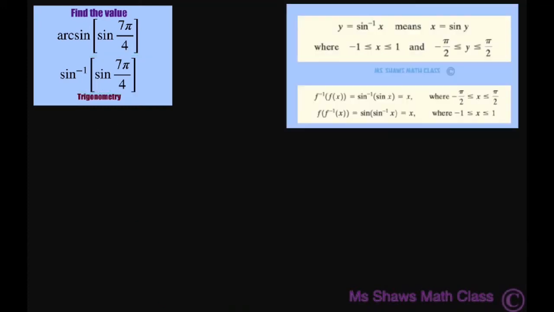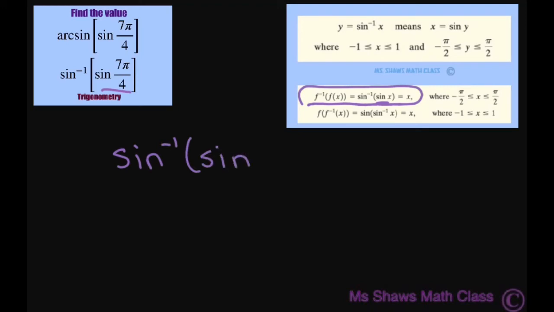The other way is to use this method. What we have is this form here, with the inverse as the outer function and the regular function as the inner function. So that's what we have: sine inverse of sine of x. Now we need to find our x that's in between negative pi divided by 2 and pi divided by 2. So we have to subtract 2 pi.